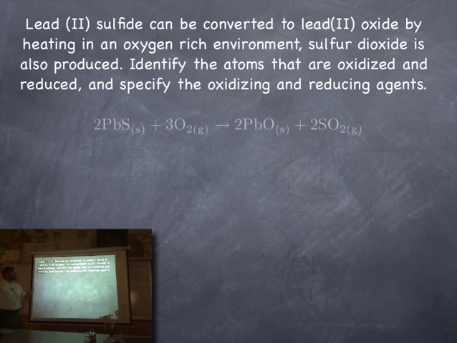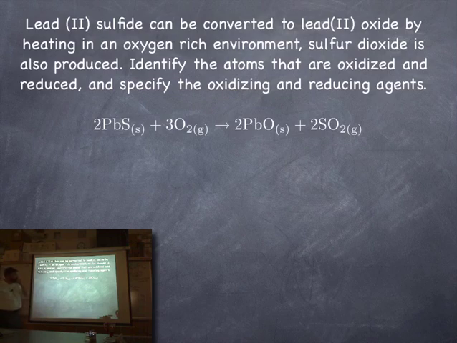All right, so here's the balanced chemical reaction. 2 PbS, 3 O2, gives 2 PbO, 2 SO2. So now, your next step is that you need to go through and assign oxidation states. So let's do that together.